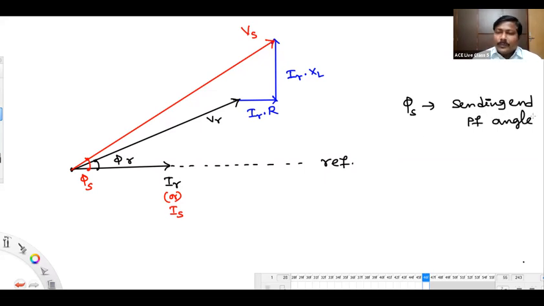Not only that, you observe from this phasor diagram that phi s is greater compared to phi r. Not only that, cosine of phi s is less compared to cosine of phi r. Cos phi s is less compared to cos phi r.